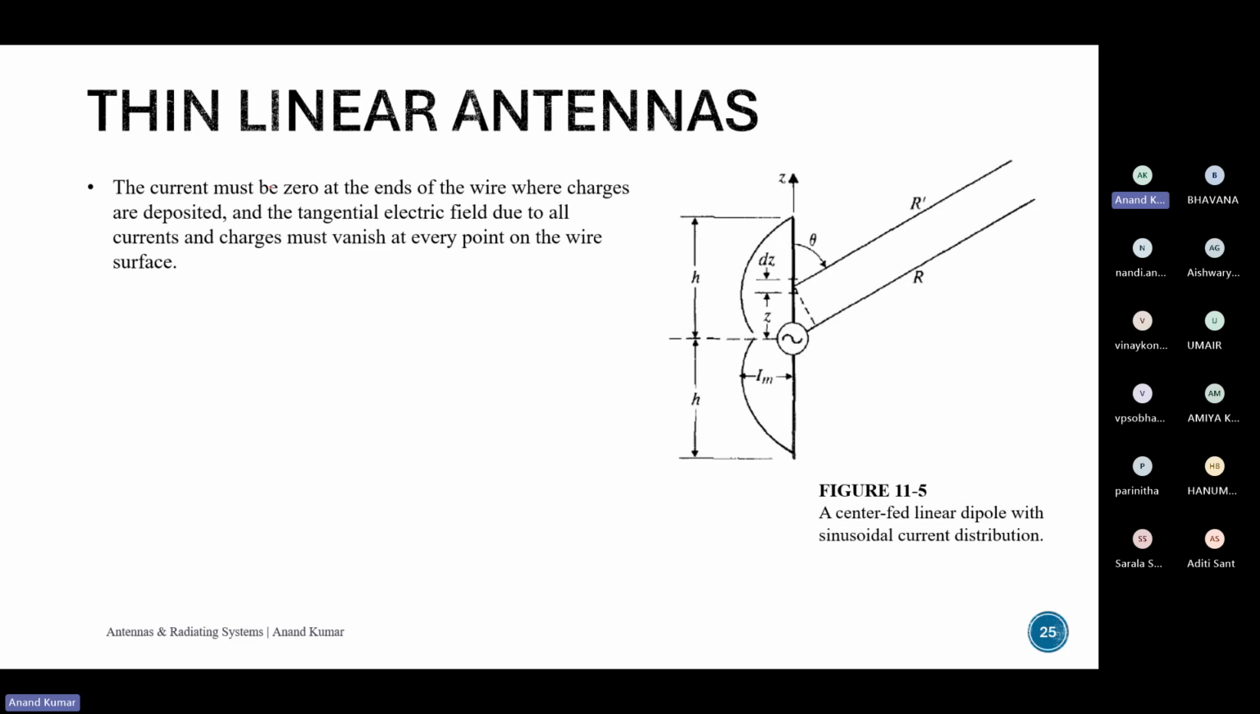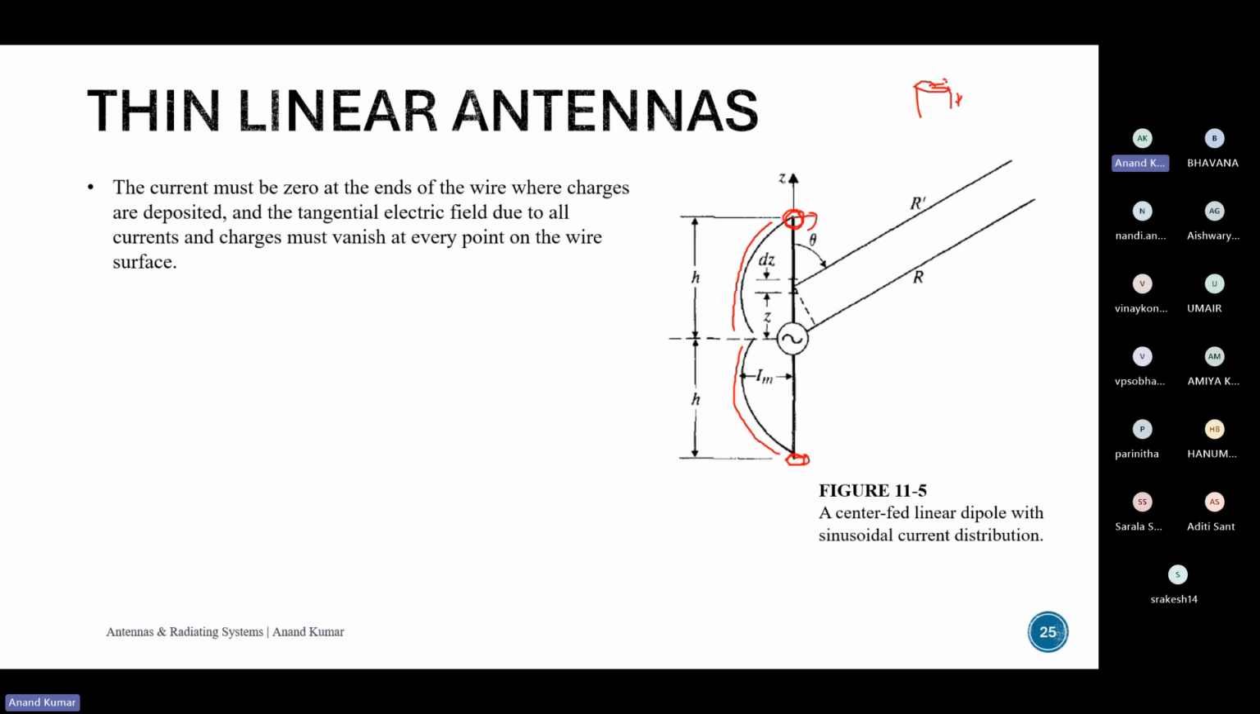So the important things are the current must be zero at the ends of the wire. For example, if we are taking this distribution, later we'll see we're taking some sinusoidal distribution, we have to ensure that at the end the current is zero, because we cannot have a high value over here, and we have to make sure that tangential electric fields are zero over here, because this is a conductor, right? And so this implies we'll have some boundary conditions at the end of the wires.